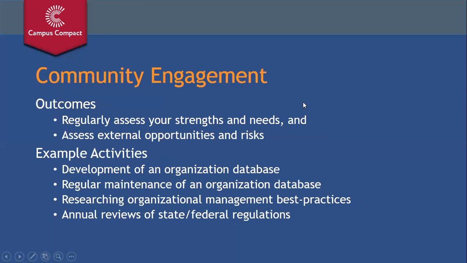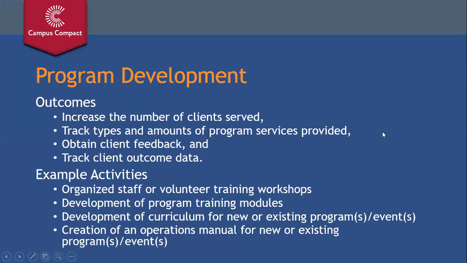This says community engagement, but this should say organizational development. The ones for organizational development are to regularly assess your strengths and needs, your campus's strengths and needs. So if you're looking at doing the civic action planning, this would be a great intervention for you. Assess external opportunities and risks. So look at things like policy and have members do research on policy. That might be a great idea, something that your nonprofit partners might be interested in.